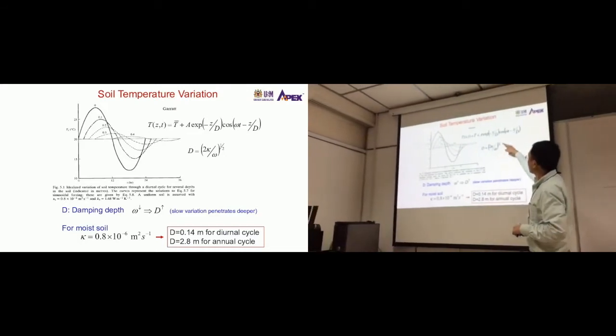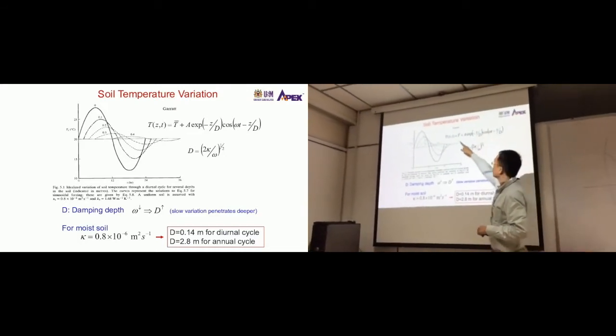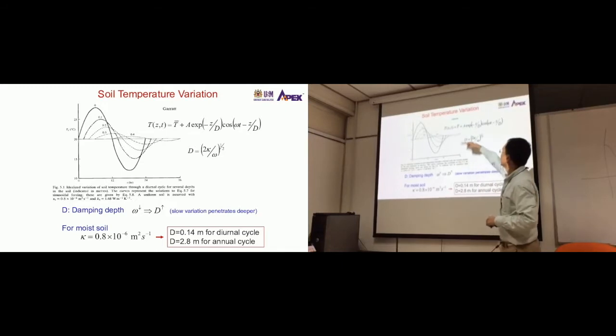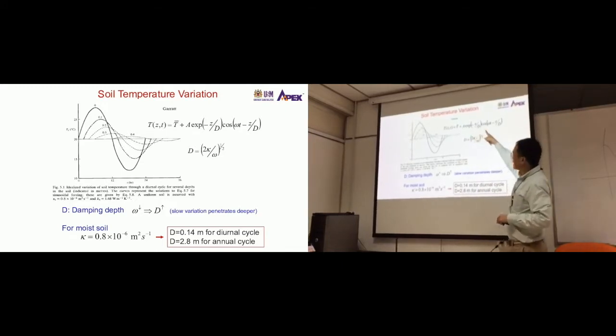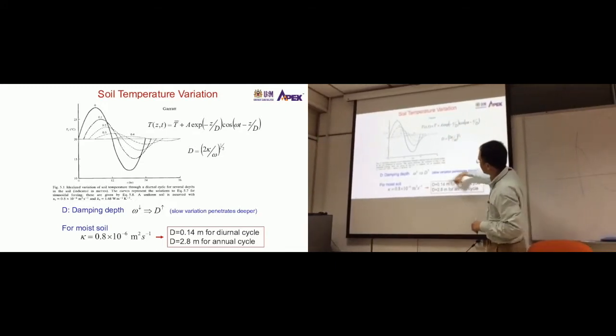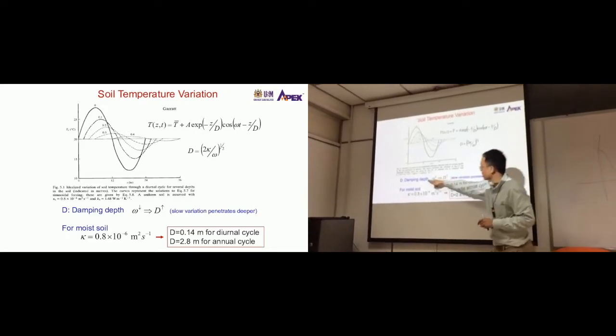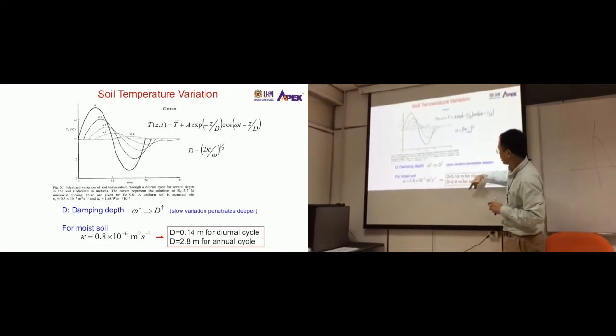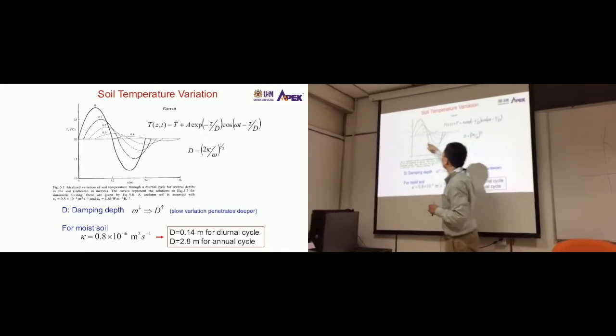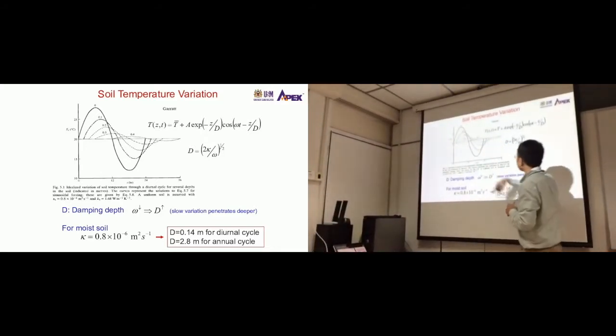From here, we see some parameters. Okay, don't have to worry about all. We see temperature here. There's a constant here. Z is height. D is the damping depth, the deepness. It's a constant. And then we have the kappa value, and then omega is the period. This omega is the one, this oscillation here.